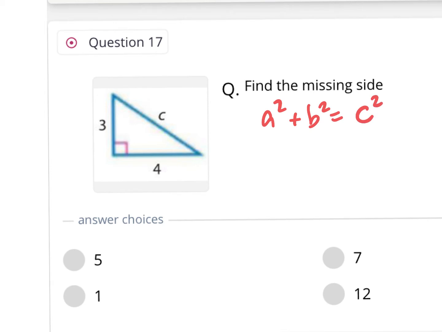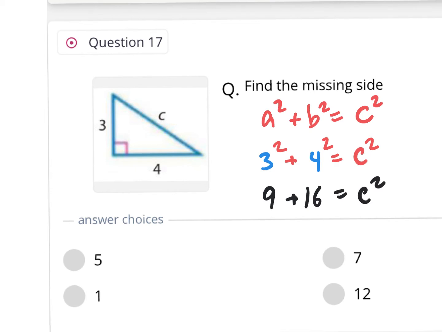So it doesn't matter which one you call a or b. I want to call the shortest side 3. I want to call that the a. So that's 3 squared plus 4 squared equals c squared. And when we do the math, we're going to have 9 plus 16 equals c squared. And you know what? If I pause right here and I already think about, this is 3, this is 4, this is 5. That is a Pythagorean triple. I already know my answer is going to be 5.